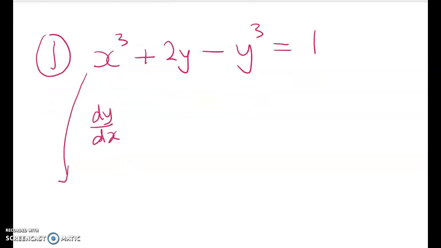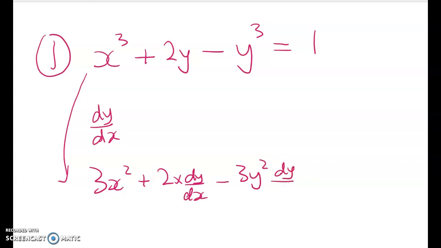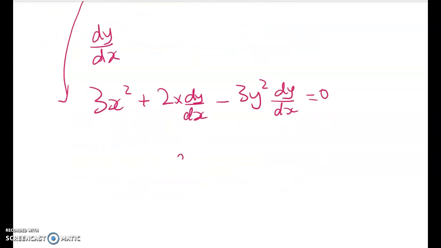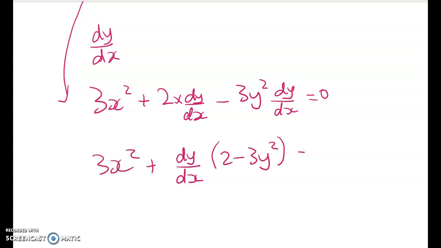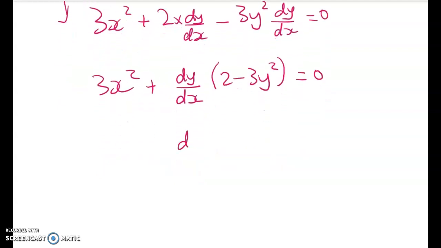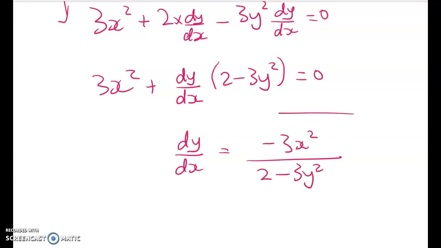Okay, so here's what you should have got. 3x squared plus 2 times dy by dx minus 3y squared dy by dx is equal to 0. I'm going to collect up like terms. Now I'm going to collect up the stuff with dy by dx, and I'm going to have 2 minus 3y squared, and lastly dy by dx will equal negative 3x squared over 2 minus 3y squared.